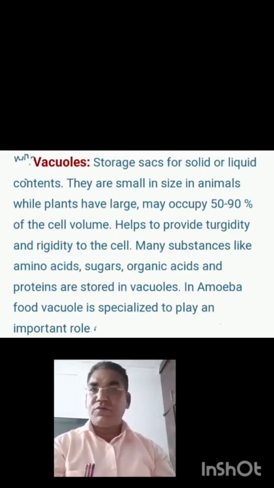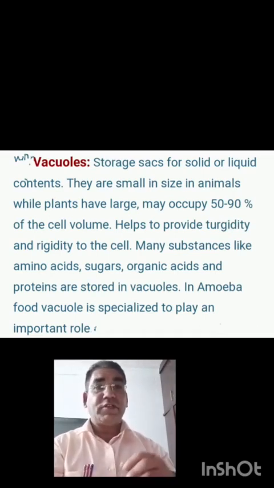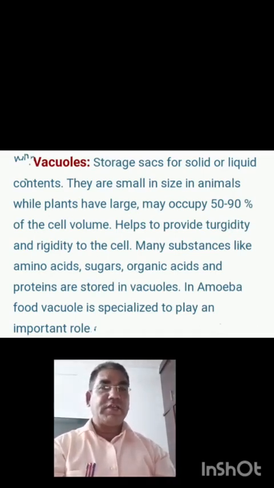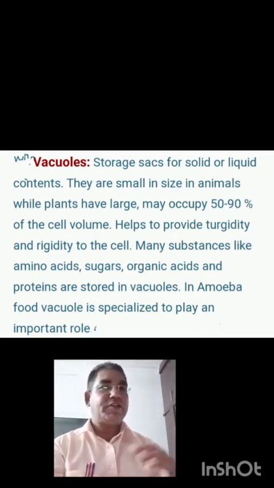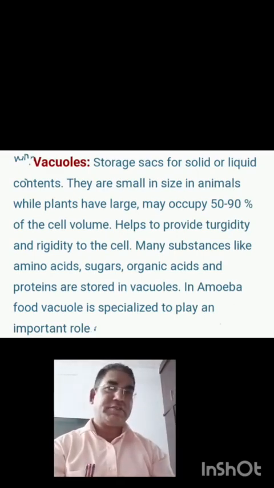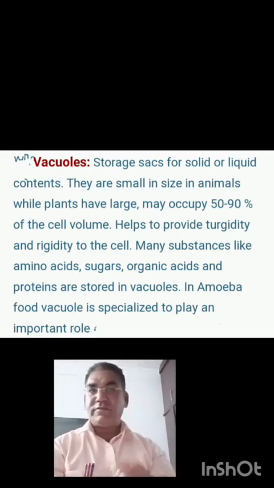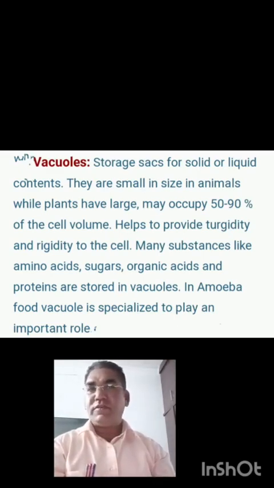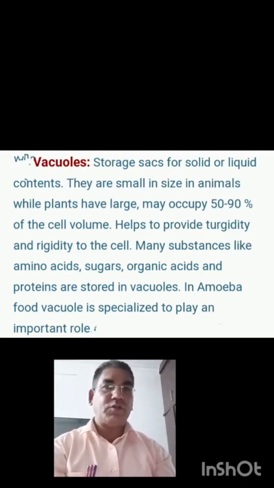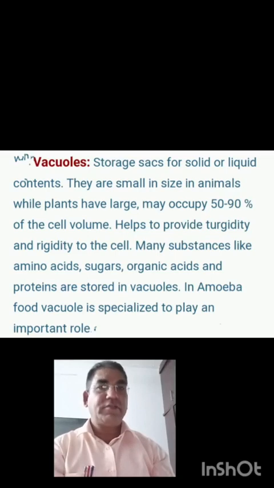This cell sap stores various food materials like amino acids, organic acids, sugars, proteins, and it also stores waste materials. In case of the plants, it stores a number of waste materials. The covering or membrane of the vacuole is known as tonoplast. What is the name? Tonoplast.